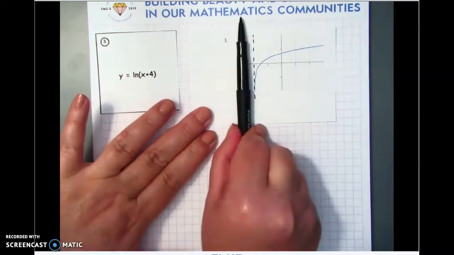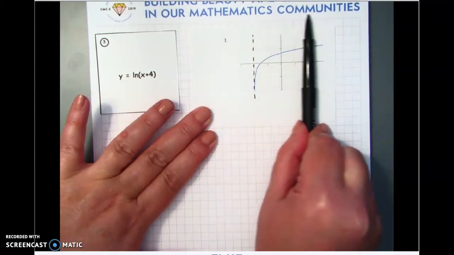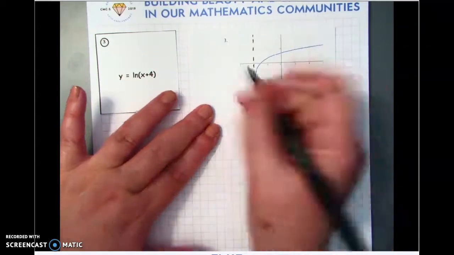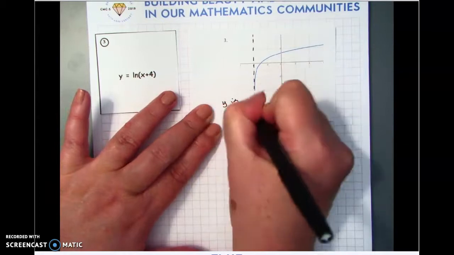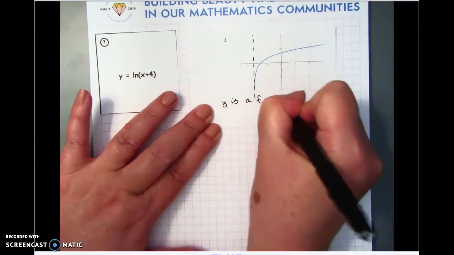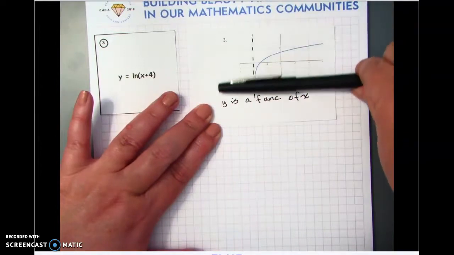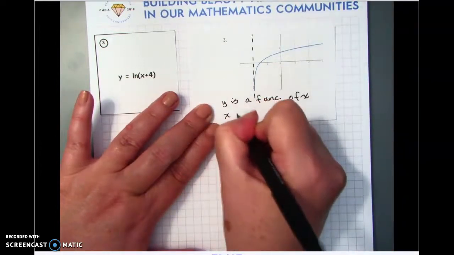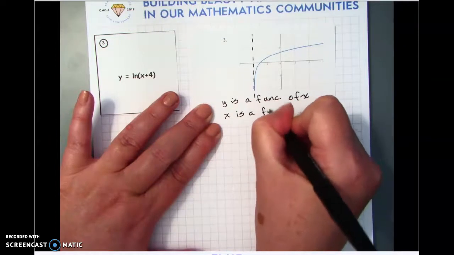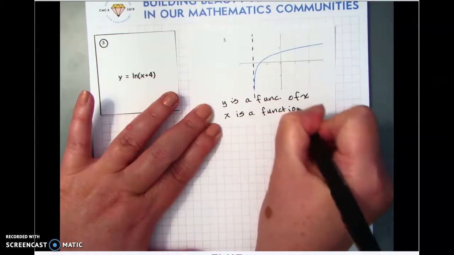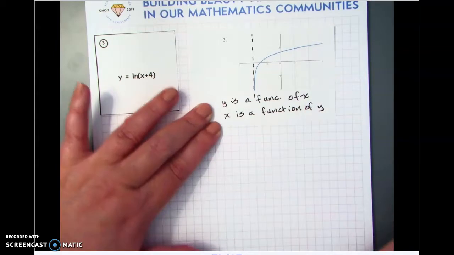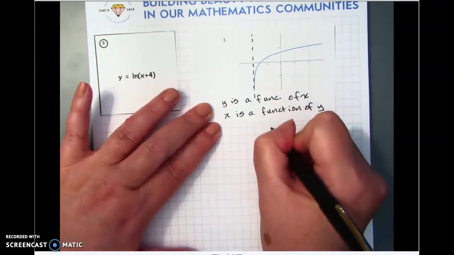And so again, if I follow along my x-axis with the vertical line test, we could say that y is a function of x. And if I do the horizontal line test, it works as well. And so x is a function of y. And so that would be both.